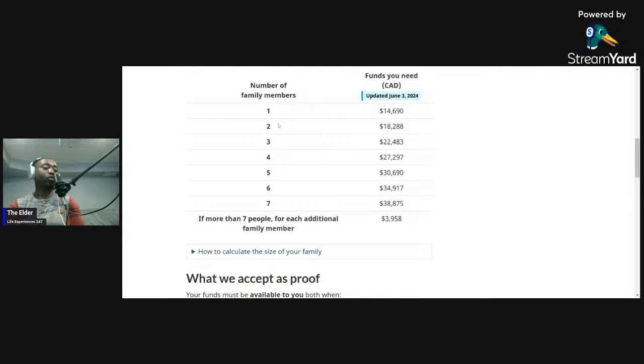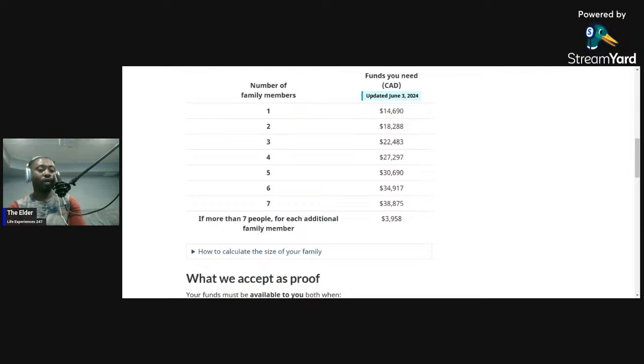If there are two of you, let's say you and your spouse, you need to have at least 18,288. If there are three of you, let's say you, your spouse, and a kid, you need to have 22,483. So for each additional person, you need to have a certain amount of money before you can apply for Express Entry. If you do not have that, unfortunately, they are going to deny you the permanent residency.